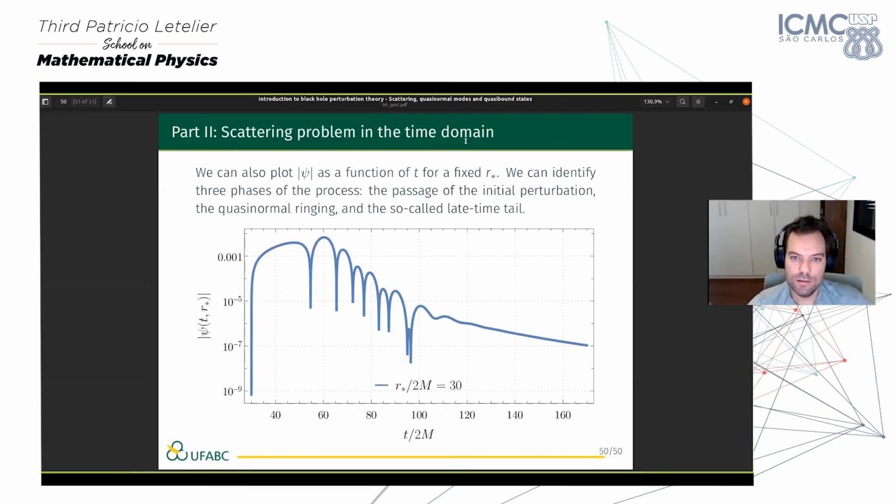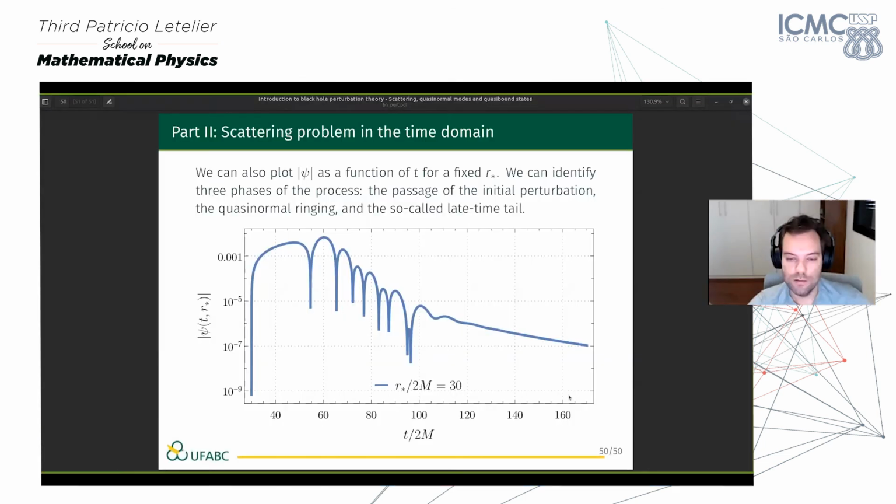And that's it. I think I ran out of time, but there's a notebook in Mathematica where I also calculate that. And I guess I can keep sharing it. So I'll end here. I was going to talk a little bit about the Newman-Penrose formalism, but this will be for another time.